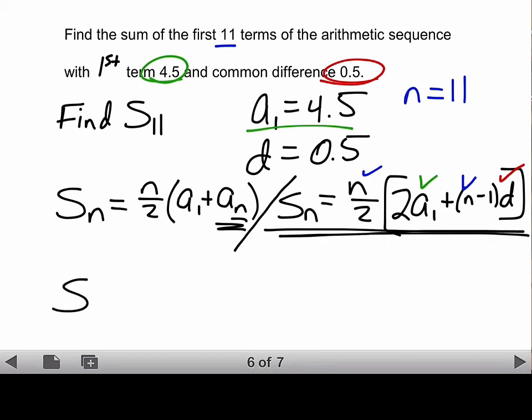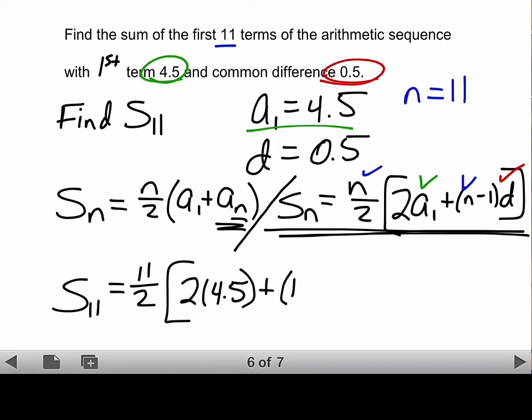So s sub 11 is equal to 11 over 2 times 2 times the first term, 4.5, plus n minus 1, since it's the first 11 terms, n is 11, and so n minus 1 is 10, times the common difference, which in this case was given to be 0.5.